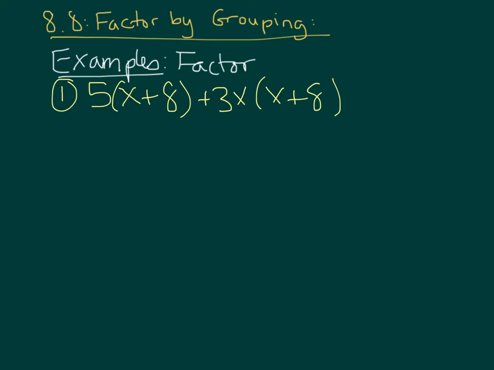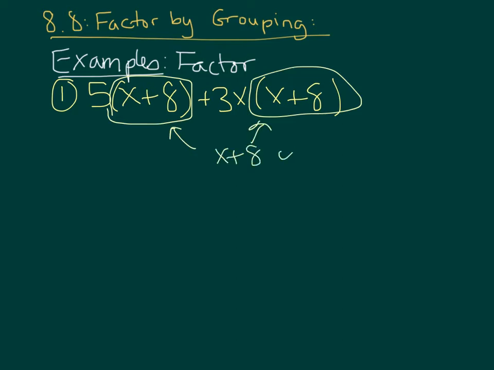So for these, we are going to factor by grouping. That means that we put things in parentheses and then factor out a GCF that we have in parentheses. So in this case, we have a GCF of both of these things. We have an x plus 8 in that one. We have an x plus 8 in that one. So that's actually our GCF, and we can factor it out. So x plus 8 is the GCF.